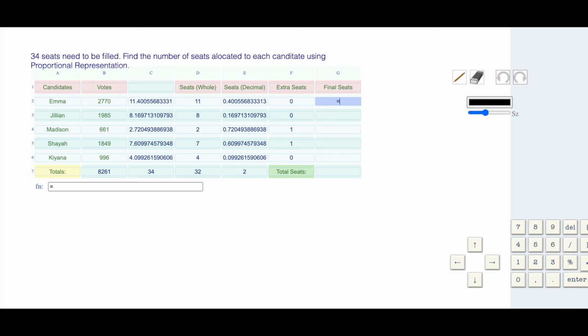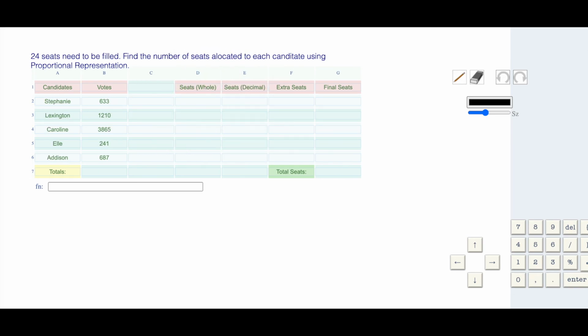Then we can find the final number of seats is equal to the whole number of seats added to the extra seats. And then we just fill that down. Command D, and there we are. Let's copy this formula over here, and we see that it adds up to 34 seats in total. And then you press enter to see if you're correct.